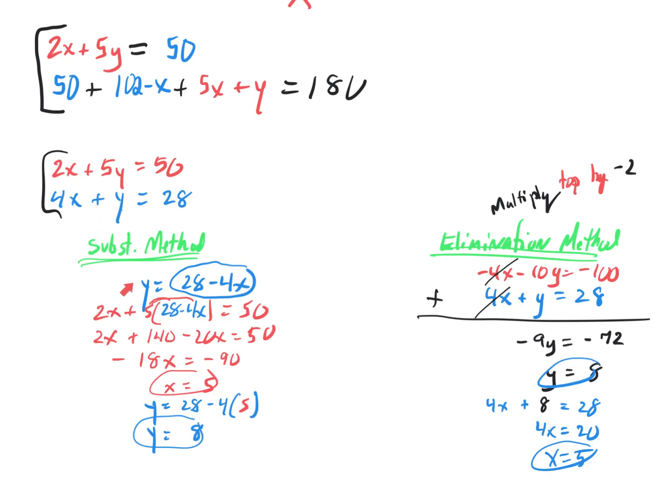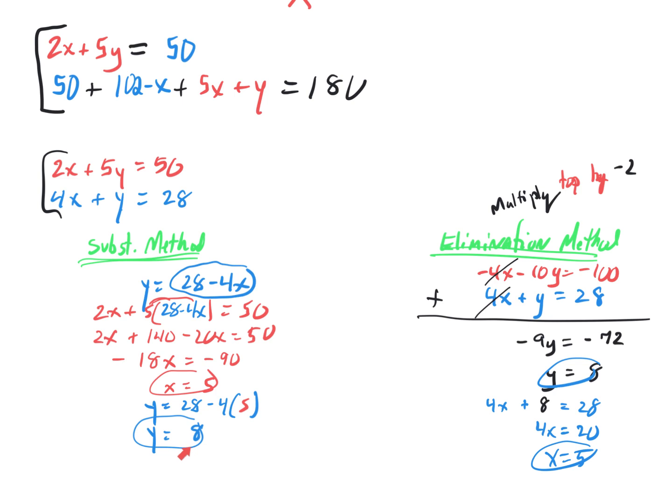All right, if you try the substitution method, get any letter by itself. Y is the easiest. Circle that. Substitute that into the other equation where you see a y. Solve for x, and then to find y, go back full circle to the circle. 28 minus 4 times your x value is y.